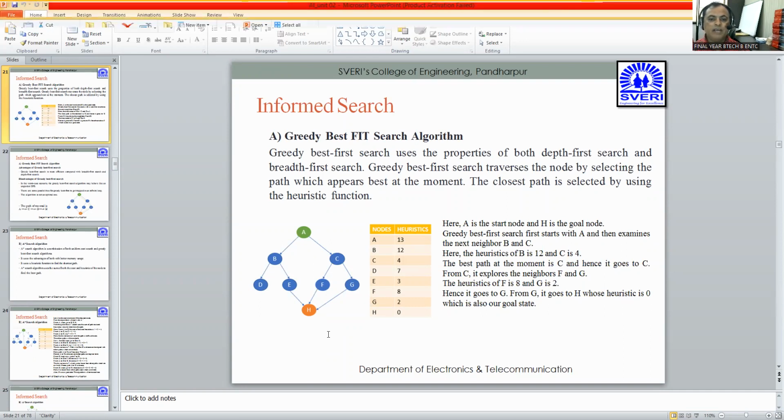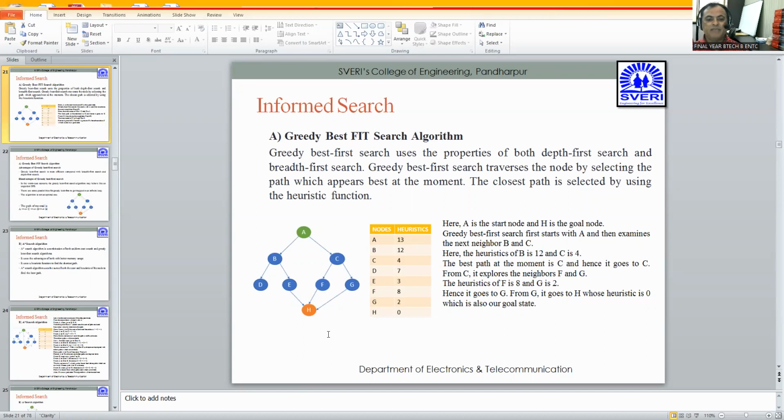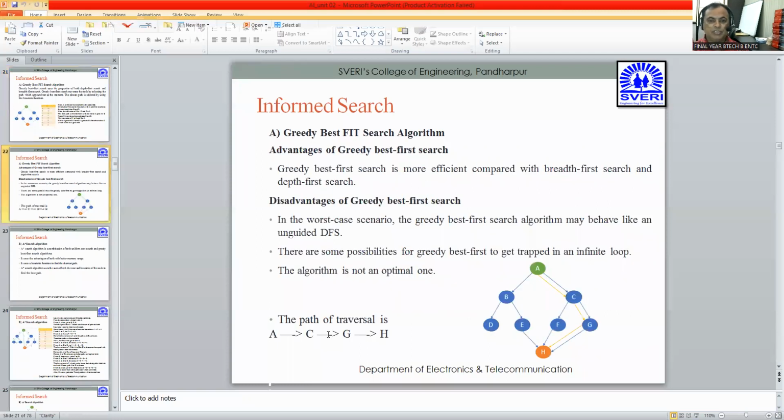Now from C, it explores F and G. What is F? F is 8. What is G? 2. So C will go to G because G has the lesser value. Now from F and G, automatically it will go to H because H is 0. So how will be the path? The path will be A, C, G and H. So you can see from here.